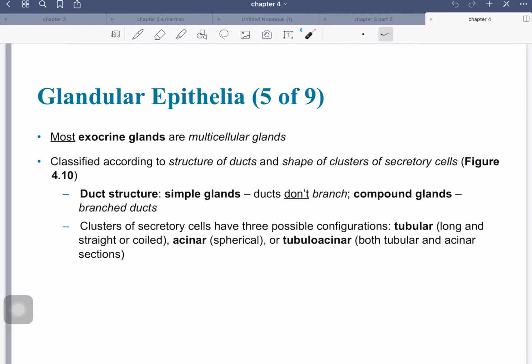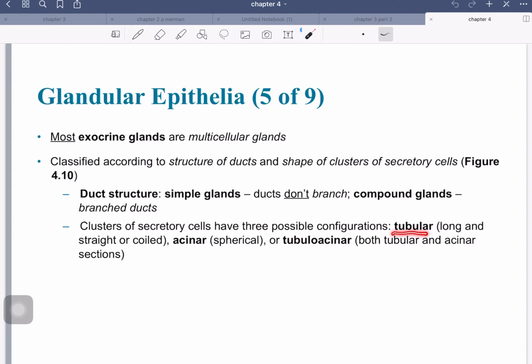So remember, we can classify them based on the structure of the ducts. So it could be simple or it could be compound. Also, we can describe it based on the shape of the clusters of the secretory cells, the cells that are actually making the product that's being released. So for clusters of secretory cells, there are three possible configurations.